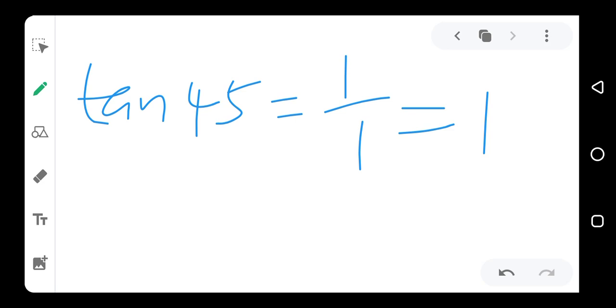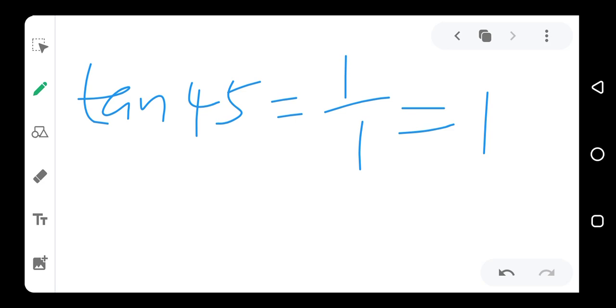In exams, they can combine these angles and ask you to find their ratio. They can say, find the value of cos 45 plus tan 45, or cos 30 plus sine 45. The only thing you do, knowing these special angles, is write the ratios: sine 30 is 1 over 2, tan 45 is 1, or cos 45, you write the ratio for it, add the two of them, and you get your answer.